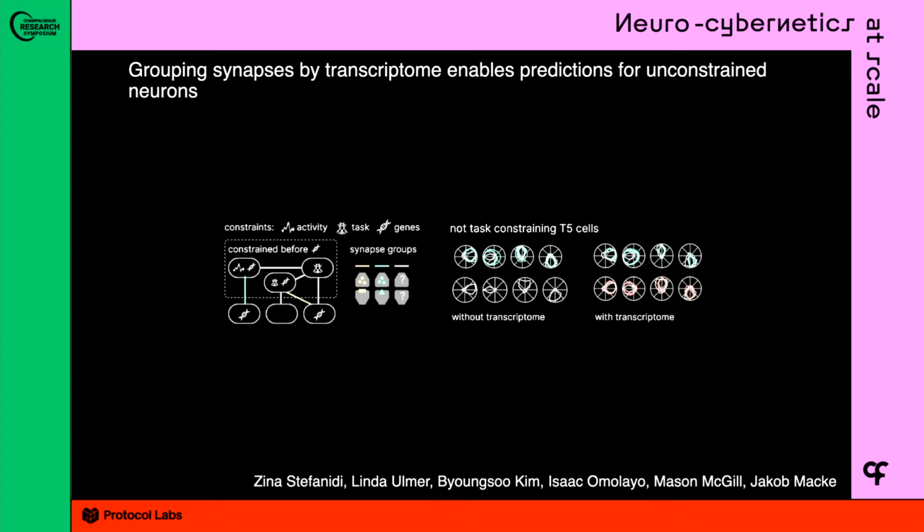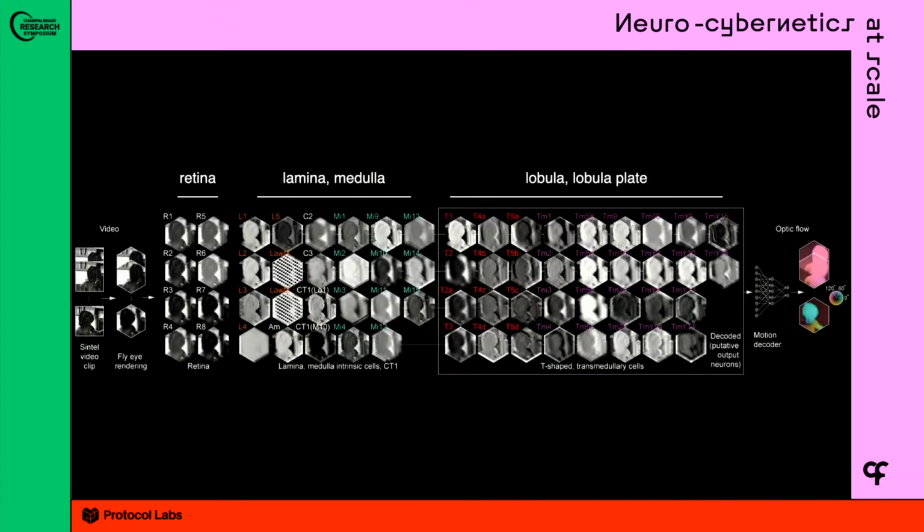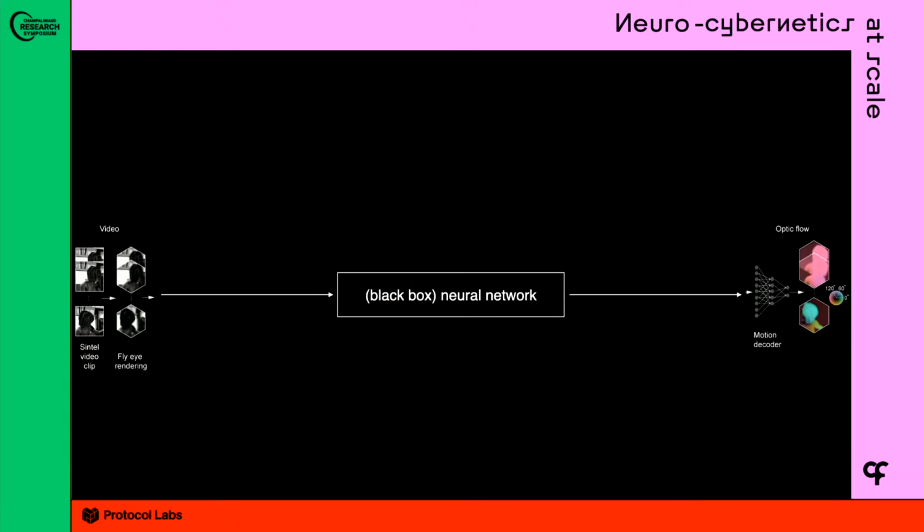So here is a neuron that's not task constrained, but because it shares the same biophysical parameters, you can link them through the transcriptome, and you can now predict their properties, which is a very exciting way of bringing together these measurements that we have of the connectome and the transcriptome to actually ground this model. This was possible only because we have this connectome.